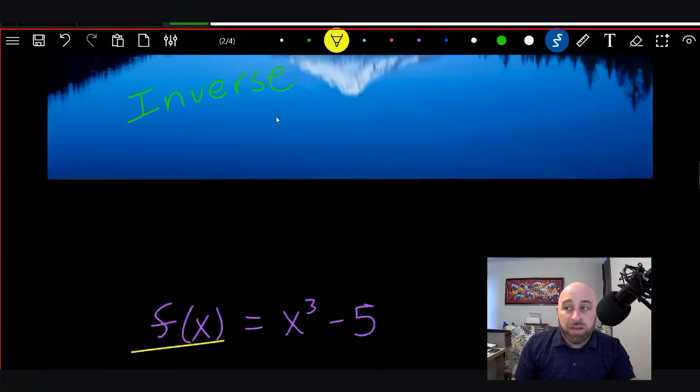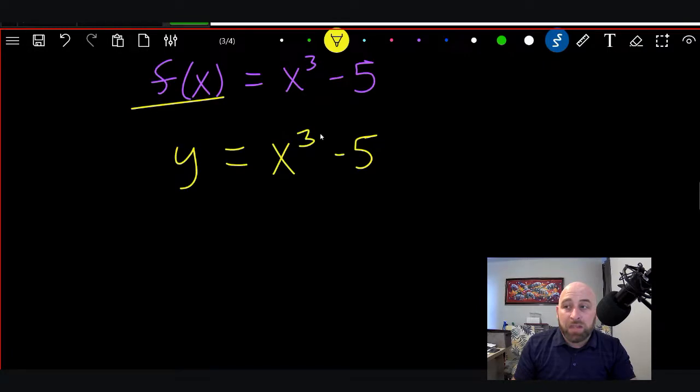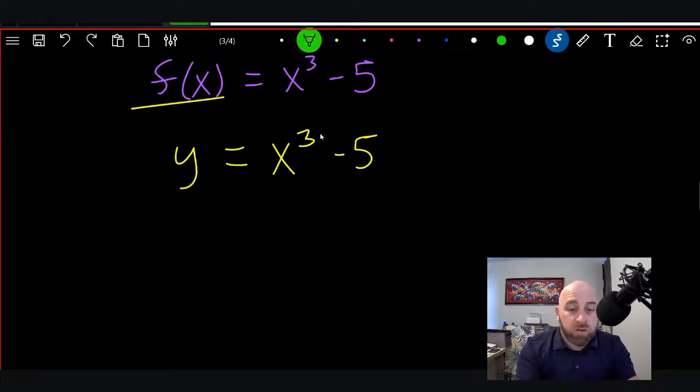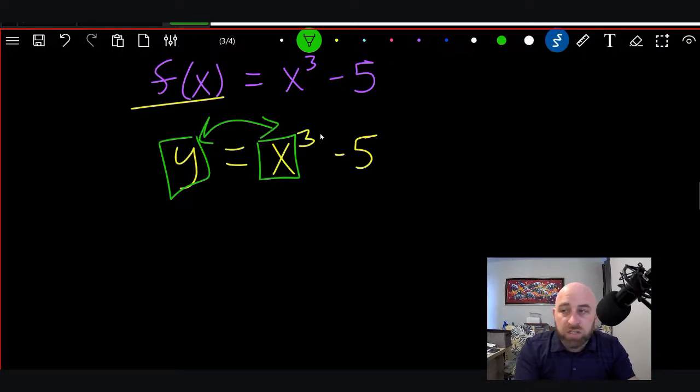What do I mean by that? Now, when I say that, I mean just the x and the y. Don't swap x cubed for y. It's not what we're doing, okay? We are swapping just the x for the y. So in other words, we're taking this x right here and this y right here and switching their spots. So what we end up with is x equals y cubed minus 5.